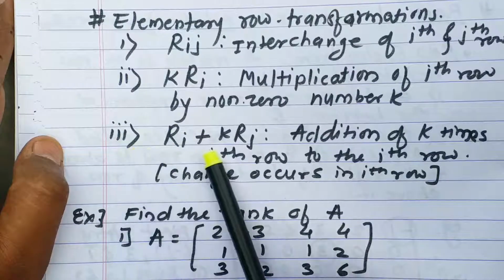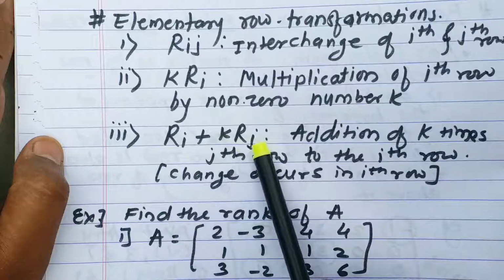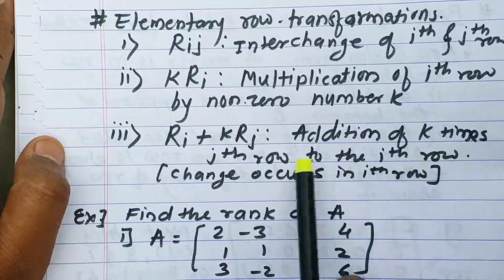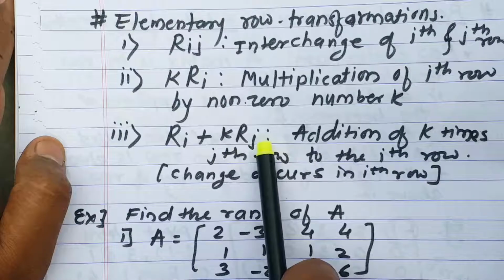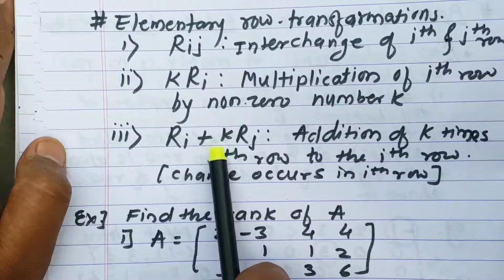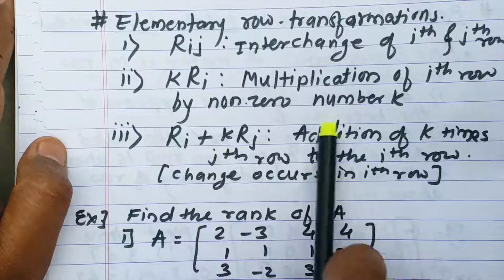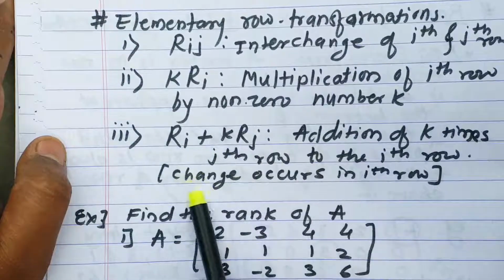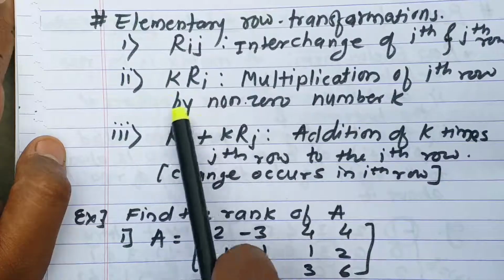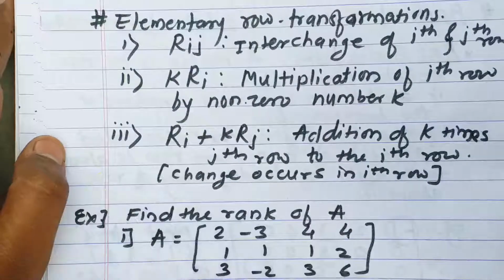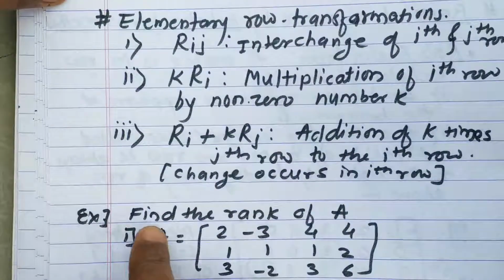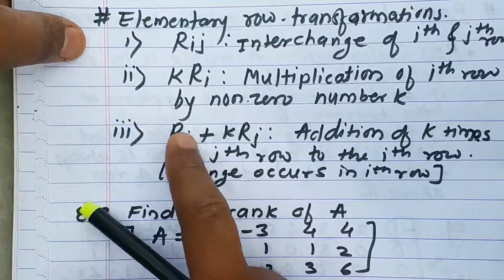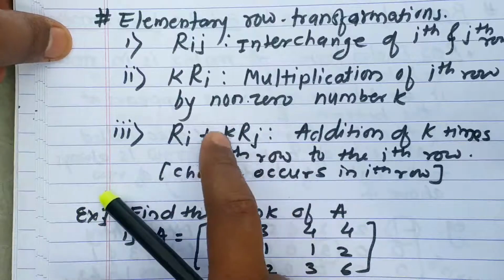The meaning of the third row transformation, Ri plus k times Rj, is the addition of k times the jth row to the ith row. We are multiplying row number j by a non-zero number k and adding it to the ith row. After performing this third transformation, which row is going to change? The change occurs in the ith row. Whatever row you have at the first place, that row will get changed. This is very important: whatever row we write at the first place is going to change after such a transformation.